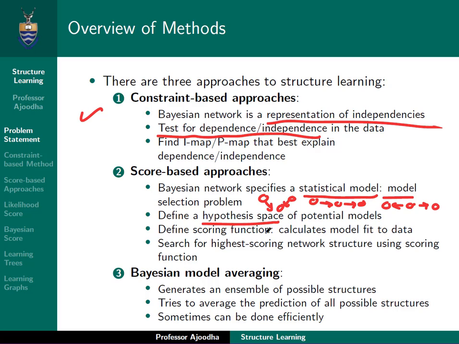We then have a scoring function which calculates the fit of the statistical model to data. Let's say the fit to data here is 90, the fit here is 100, the fit here is 20, and then we search for the highest scoring network. So we look at this one. No, it's not. This is the highest scoring network. So this is the structure that we choose. This is a very common and very effective approach to structure learning. It's called score-based structure learning.